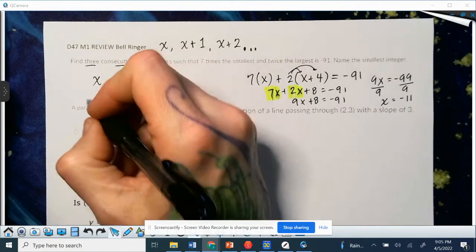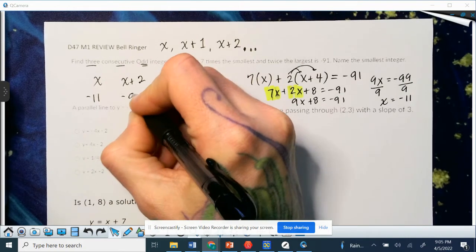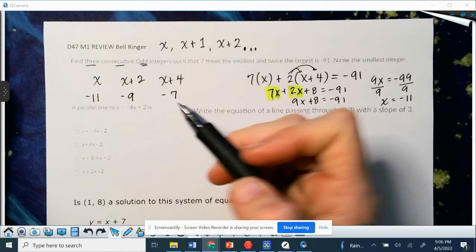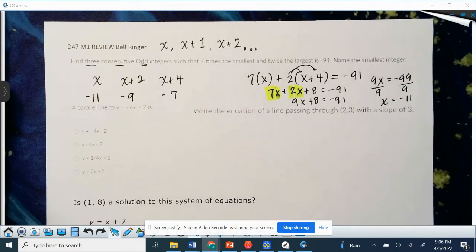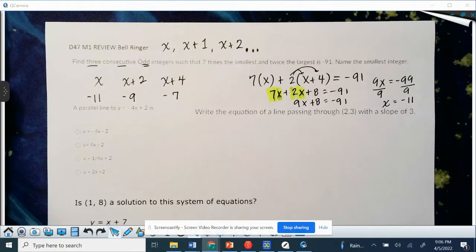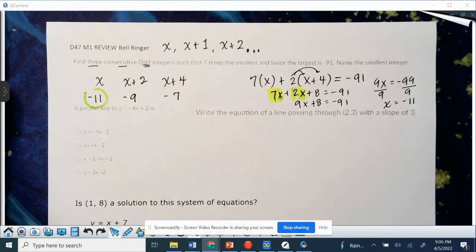So our first term is a negative 11, and then we have negative 9. And then negative 7, because a negative 11 plus 4 will give me a negative 7. Negative 11 plus 2 will give me negative 9, and then negative 11 is what we just solved for. So which is the smallest integer? These are negatives, so make sure you don't mess up. That negative 11 is the smallest because it's the furthest away from 0.